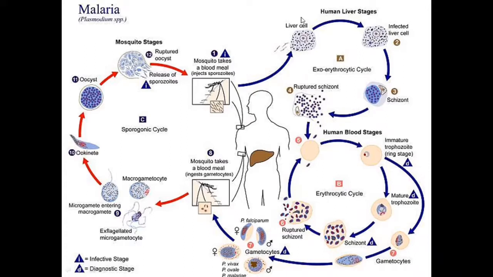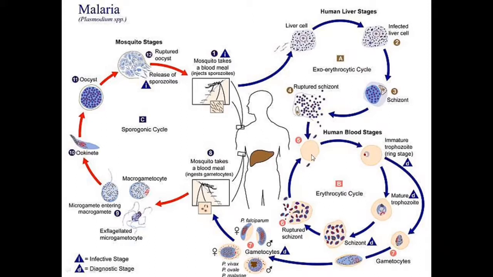So this cycle before the invasion of the RBC, this cycle which occurs in the hepatocyte, is called the exoerythrocytic cycle. Now these released merozoites are released into the blood vessel, where they attack the red blood cell. Over here you can see this is the RBC.